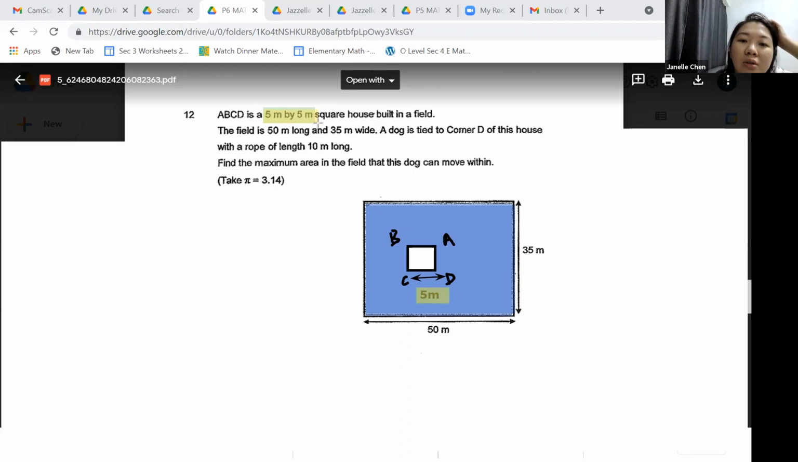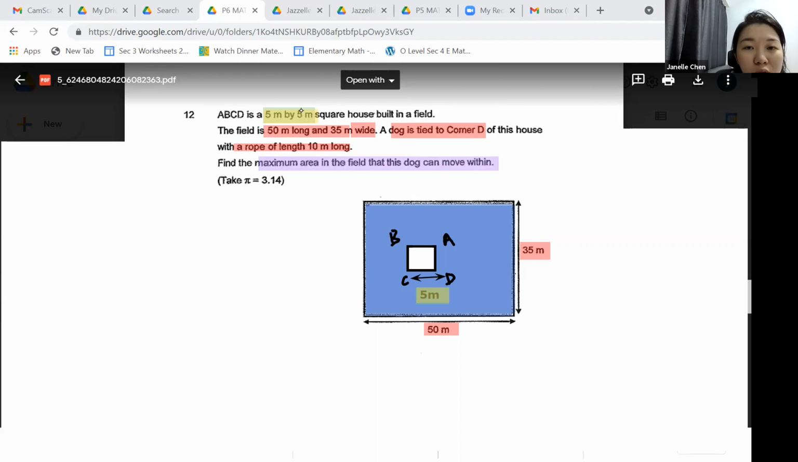Then after that, the field is 50 meter long and 35 meter wide. So here I have 50 meter long, 35 meter wide. And then the next information they give us is that there's a dog that is being tied to corner D, and the rope is a 10-meter rope. So this is the part where it's difficult. And the next question they ask is to find the maximum area that the dog can move within.